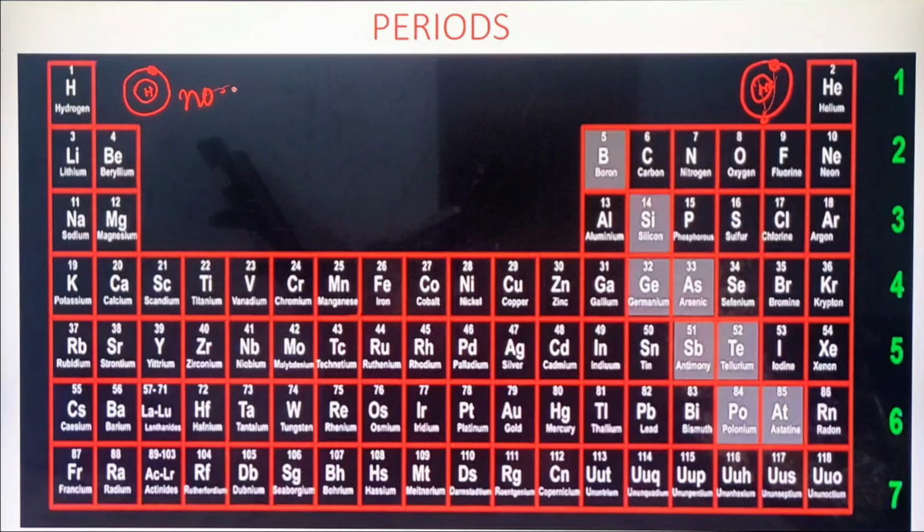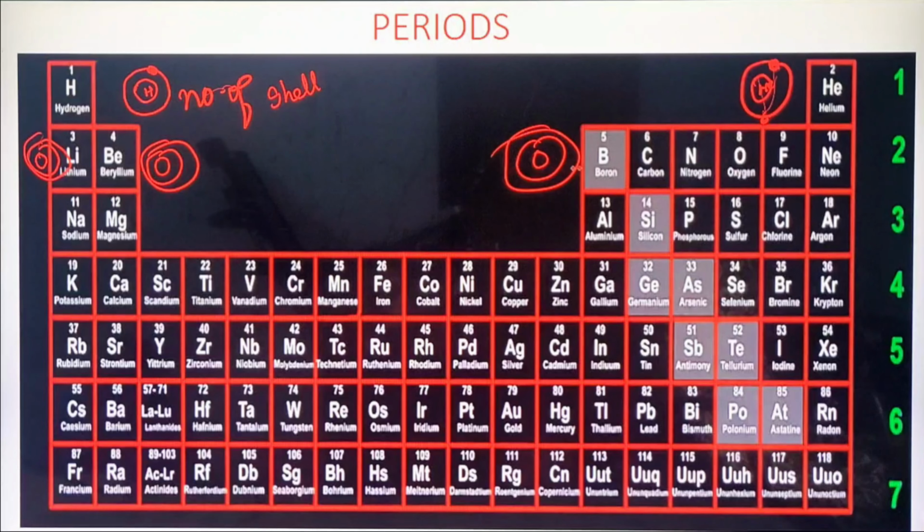The number of shells remains the same. Okay? Hydrogen has 1 shell. Helium also has 1 shell. When you come to lithium, lithium has 2 shells because it's belonging to period 2. Beryllium has 2 shells. Boron again has 2 shells. Clear? All the elements of period 2 will have 2 shells. But what is the difference here, children? What is the transition that you are seeing?